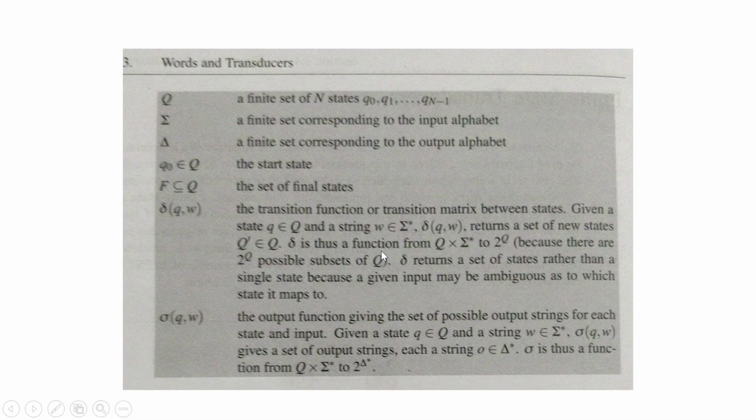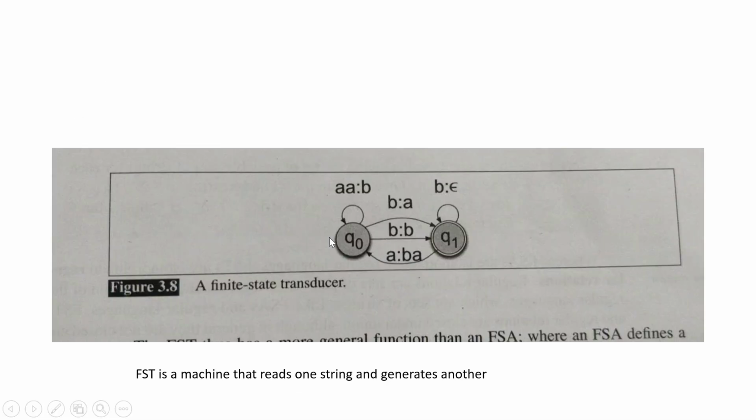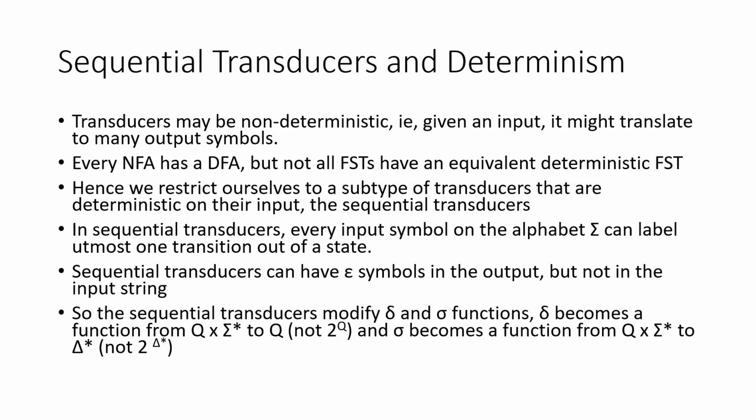Okay, say here from this state you have a transition on B to Q1. But for Q0, the symbol B has two transitions specified, which is non-deterministic, and that is not possible in the case of sequential transducers. That is what we are talking about. Similarly, sequential transducers can have epsilon symbols in the output. You can generate epsilon symbols, but not in the input. Epsilon transition means again you are talking about non-determinism, right?